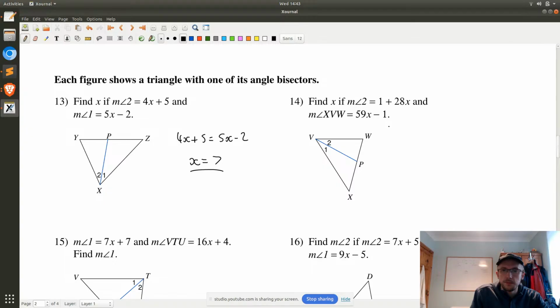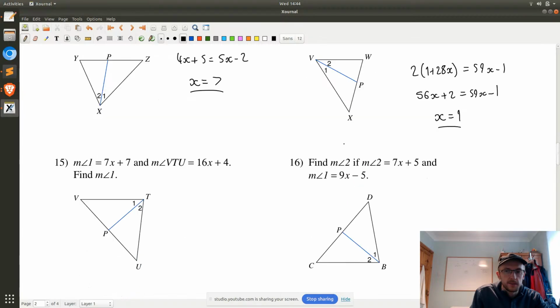Find x. The measure of XVW there. So 2 times 1 plus 28x is equal to 59x take 1. So 56x plus 2 is equal to 59x take 1. So 3x take 1 is equal to 2. So 3x is equal to 3. So x is equal to 1. And we check. And that's all correct.